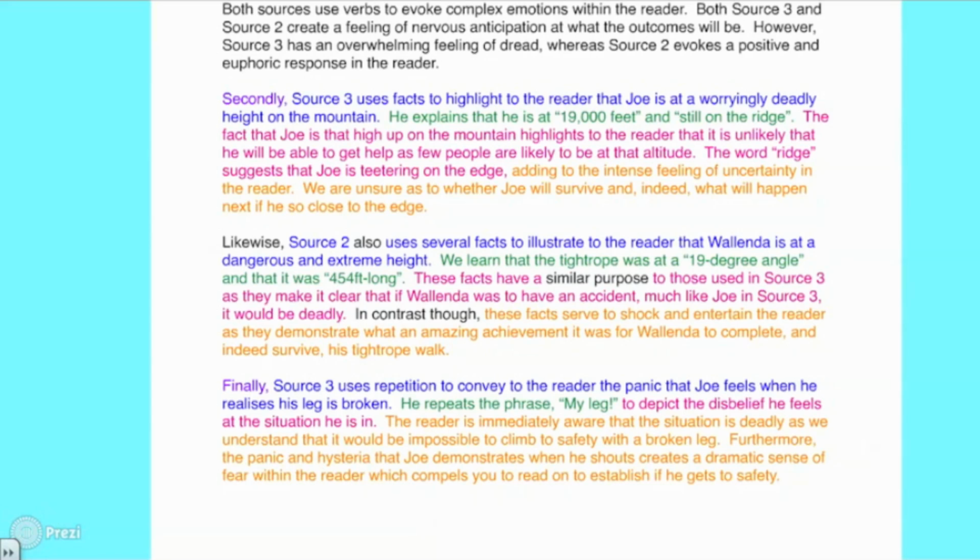And then I've thought about the effect on the reader, and I've said the reader is immediately aware that the situation is deadly, as we understand that it would be impossible to climb to safety with a broken leg. Furthermore, the panic and hysteria that Joe demonstrates when he shouts creates a dramatic sense of fear within the reader, which compels you to read on to establish if he gets to safety. Okay? So I've thought about the fact that he's shouting "my leg" and how that makes me feel knowing he's in that situation. He's actually at 19,000 feet, unlikely to get help from anybody and can't get out of that situation. So it's about thinking about how you feel as a reader, and commenting on that really.